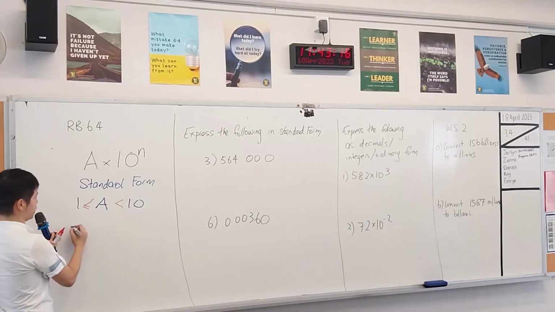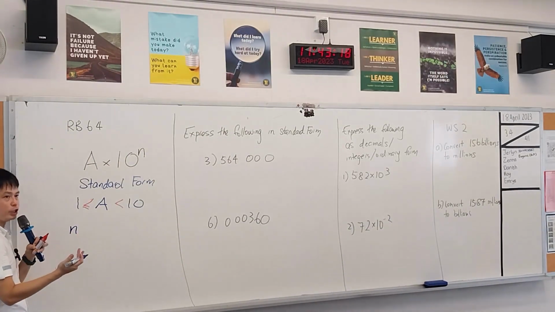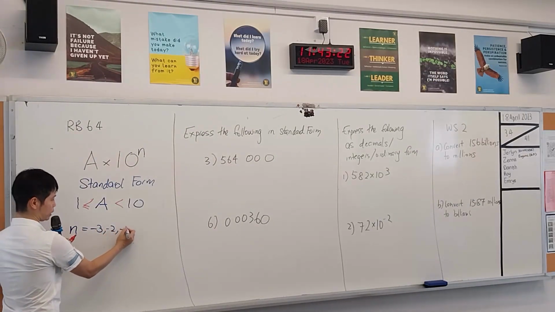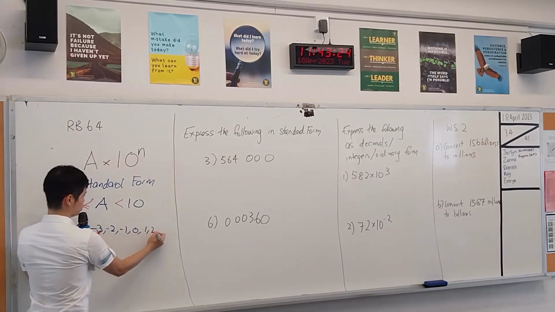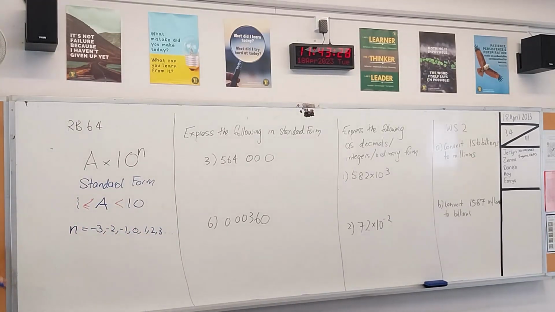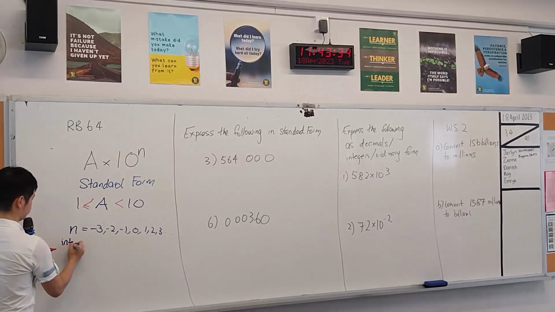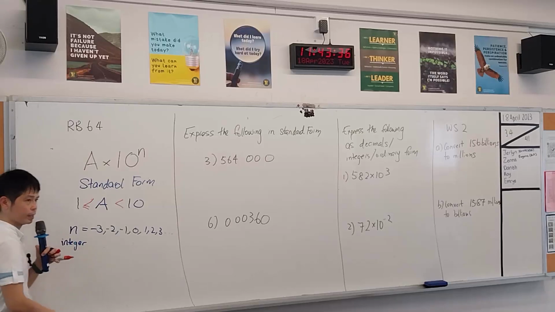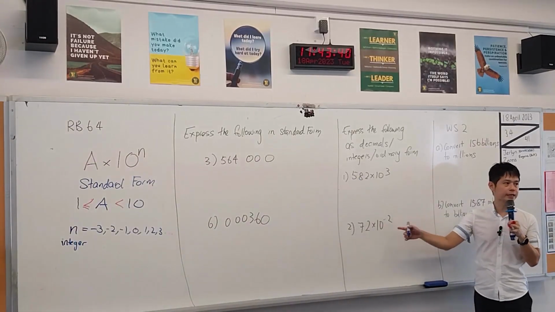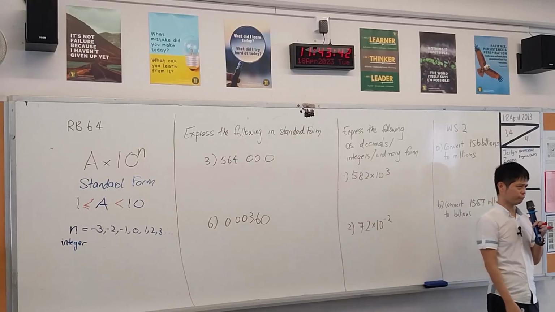Now, what about the value of n? Now, n is an integer. So I give you some examples. It can be -3, -2, -1, 0, 1, 2, 3, and so on. So this is just some examples. It can be a negative whole number, or a 0. We call these integers. So n is an integer. All right. So if you look at all these examples, that is how n will look like, and that is how A will look like, and these are called standard form.